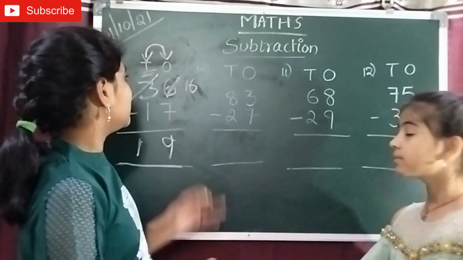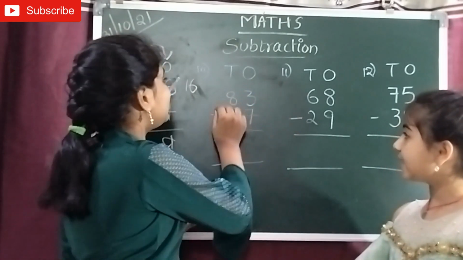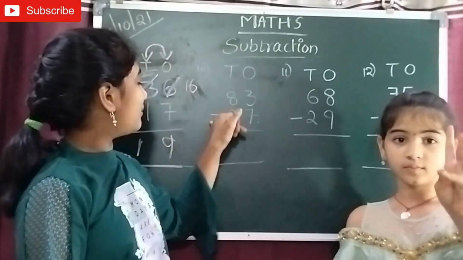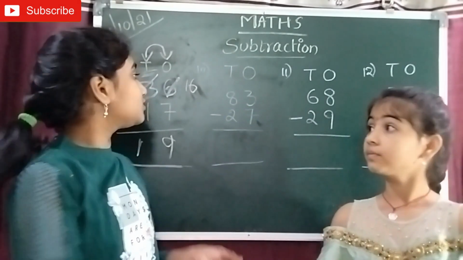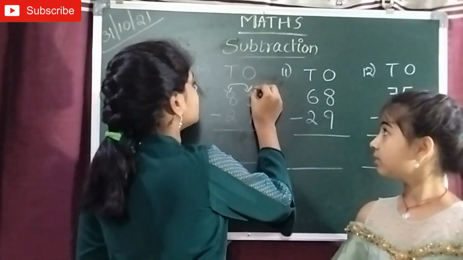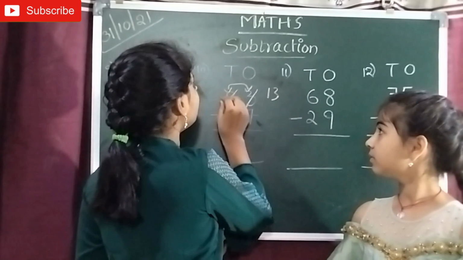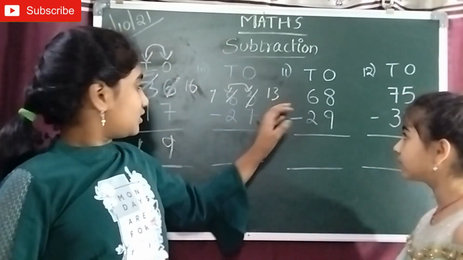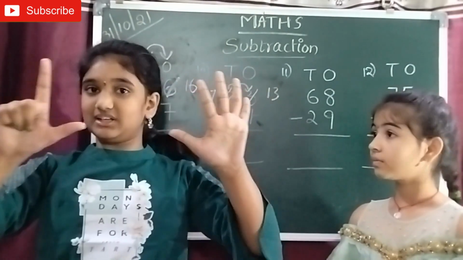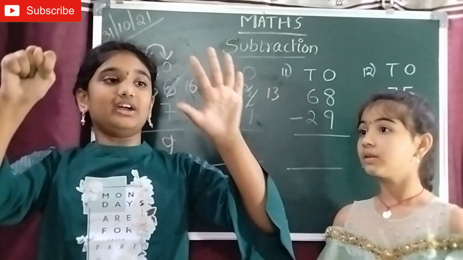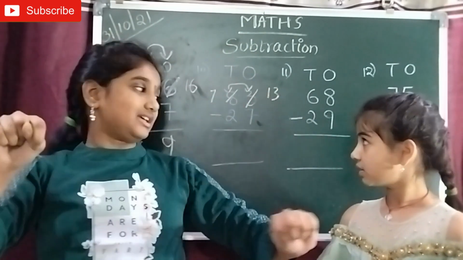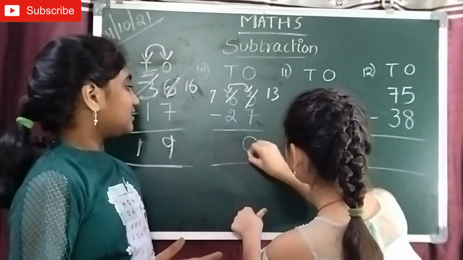Now let's move on to the 10th example, that is 83 minus 27. In the ones place we have 3 minus 7. So we can't subtract, so we are taking a borrow. 8, 3. So 3 becomes 13 and 8 becomes 7. So after 13, 12, 11, 10, 9, 8, 7, 6. So we have to write 6 in the ones place.